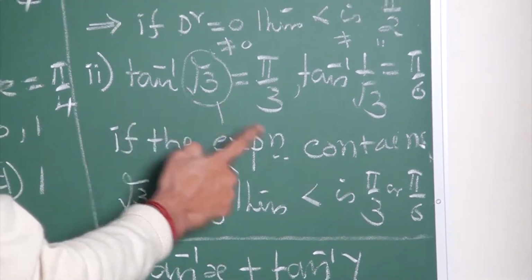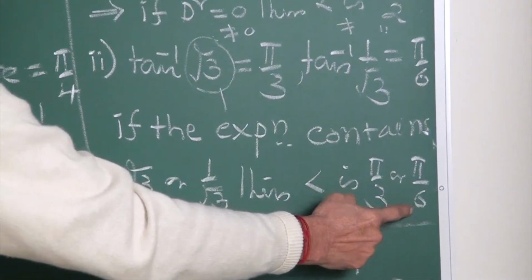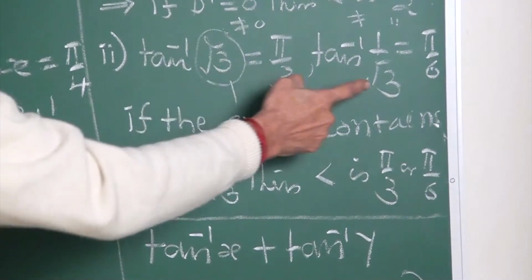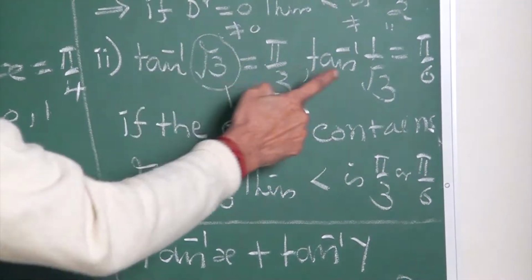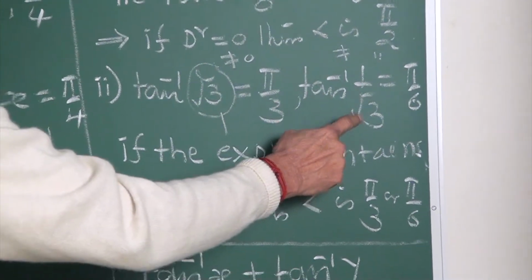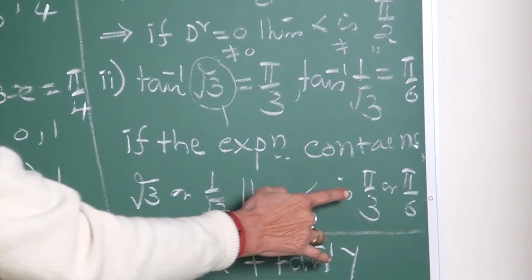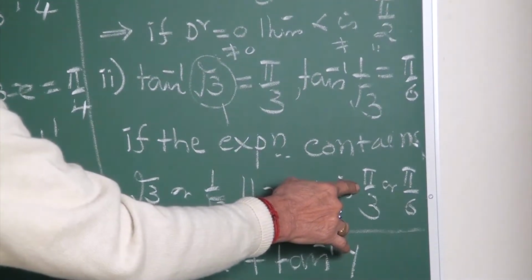When it is root 3, it is 60 degrees. When it is 1 by root 3, it is pi by 6. Whether it is a numerator or denominator, if the expression contains root 3 terms, then we can think of the angle as either pi by 3 or pi by 6.